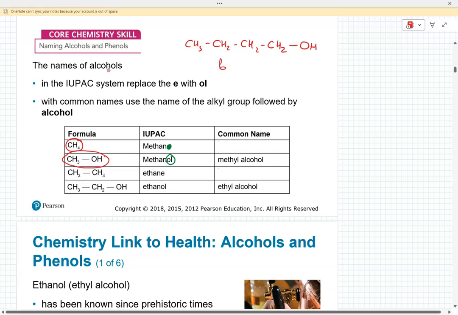Butanol. So you write down, like you are about to write butane, but you don't write E at the end, you do butanol. Okay?